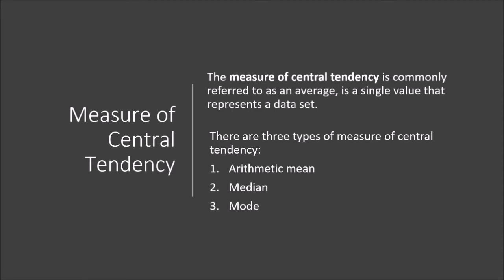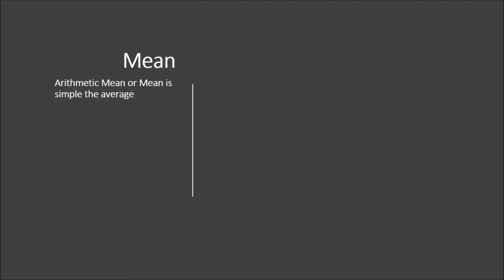Measure of central tendency is commonly referred to as average. That value is represented in a data. There are three types of measure of central tendency. We have arithmetic mean, median, and mode. Arithmetic mean and average are just the same.